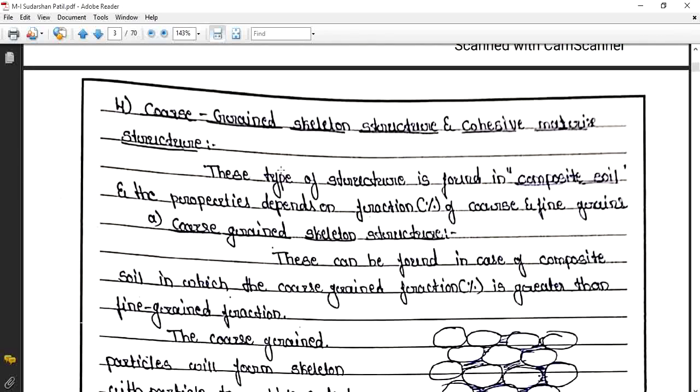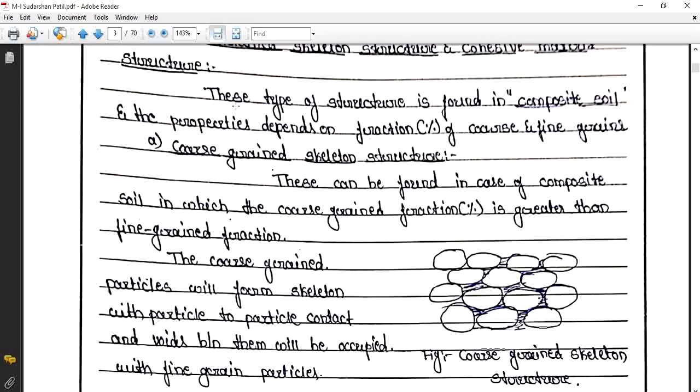There is some repulsive force between the particles, so they are going to get separated a little bit all the time. Next one, coarse grained skeleton structure and cohesive matrix structure. There are two types of structure found in composite soils, depending upon the fraction of coarse and fine grains. The first one is coarse grained skeleton structure.